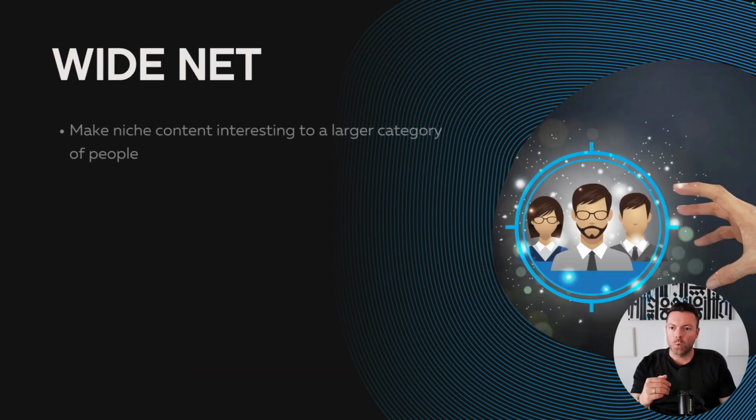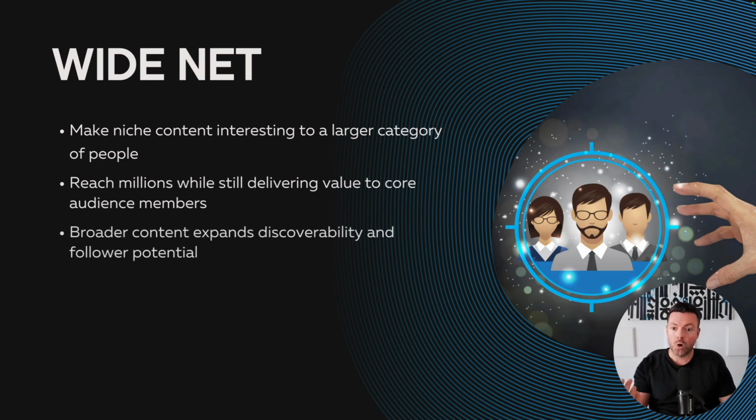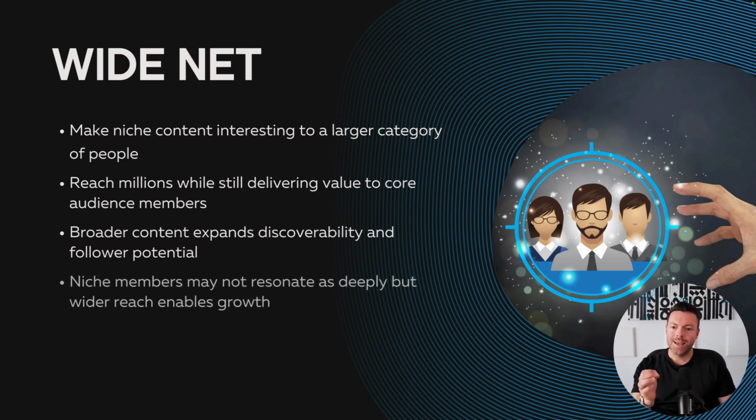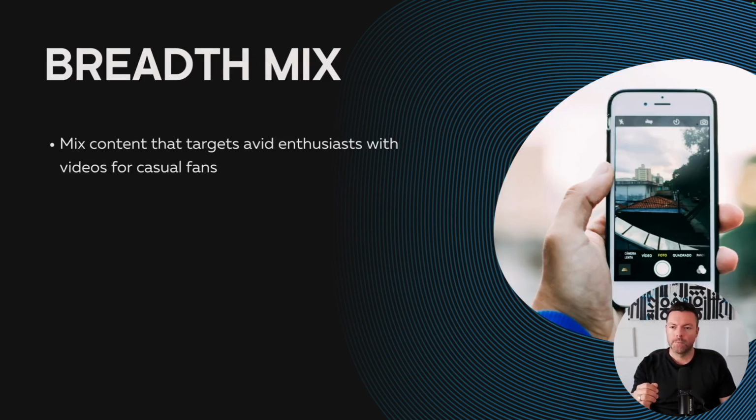And then you want to cast a wide net. Make niche content interesting to a larger category of people with different, more unique angles, and then reach millions while still delivering value to your core audience members. This is totally possible as well. And broader content expands discoverability and follower potential, right? Niche members may not resonate as deeply, but wider reach enables your true growth. Okay, because you always want new people coming into your world. And experiment with different content formats to find the optimal balance there.